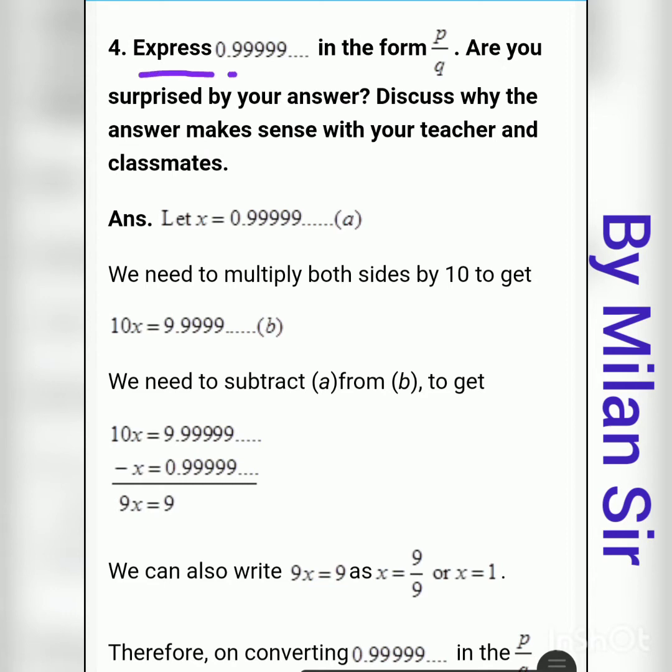Express 0.9999 in the form p by q. Are you surprised by your answer? Discuss why the answer makes sense with your teacher and classmates. We need to follow the same method as per question number 3.